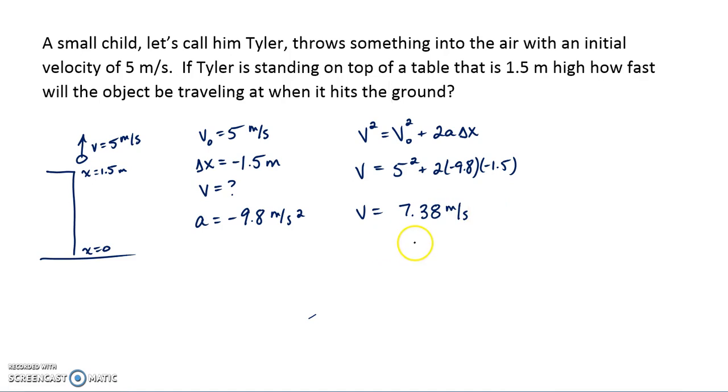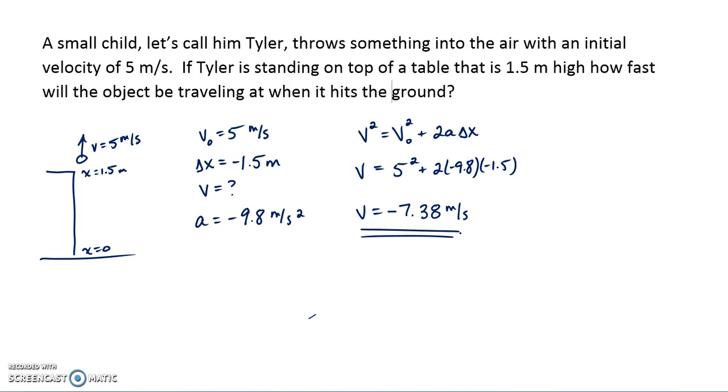But if I listen to my calculator, this means the object is traveling up. And that would be awkward if you threw stuff up and they still went up. So I have to use my brain and say, well, velocity has direction built into it. And so it's got to be a negative, because whenever you take the square root of a number, it's plus or minus. So that's telling me that my velocity is a negative 7.38. Now, that's just how fast it's going when it hits the ground.